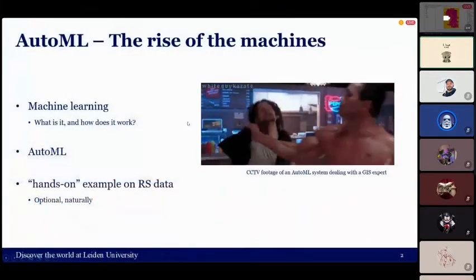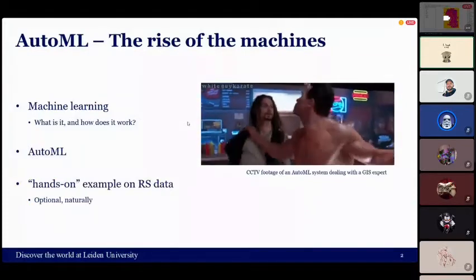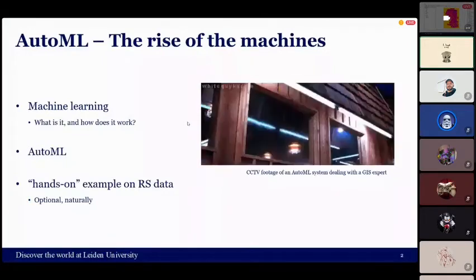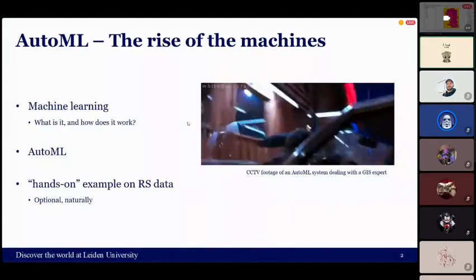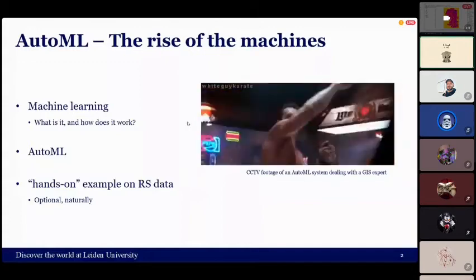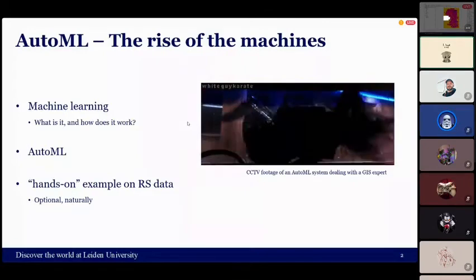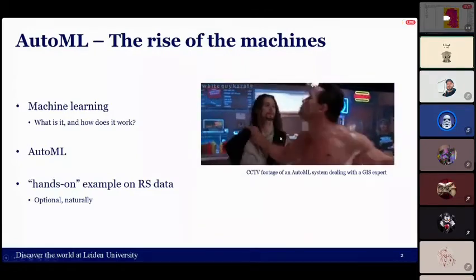Okay, so machine learning, I'm first going to talk a bit about it. I know people have heard of it, sometimes used it, but perhaps don't know so much what it is about. So I'm going to try to explain that. Then a little bit about AutoML, and then we can try it out with the code that I created. We can go through it together and try to make it work on a remote sensing image.